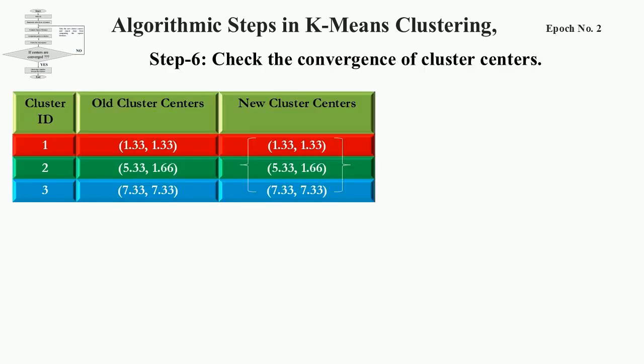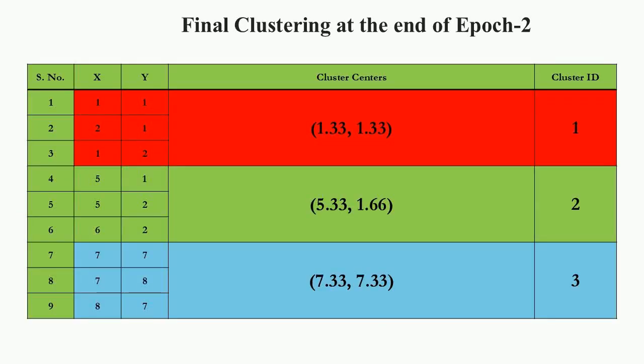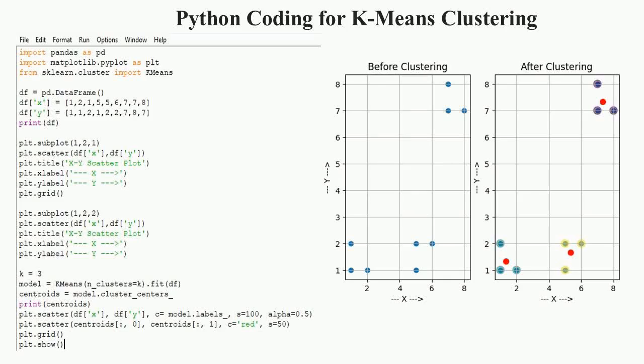Now, check for the convergence step. If centers are converged, then clustering is complete. As can be seen here, the centers in the previous epoch and the immediate next epoch are the same. Hence, it can be stated that the clustering is complete. And here is the final clustering result. Here is a working Python code for k-means clustering using the same numerical data points.